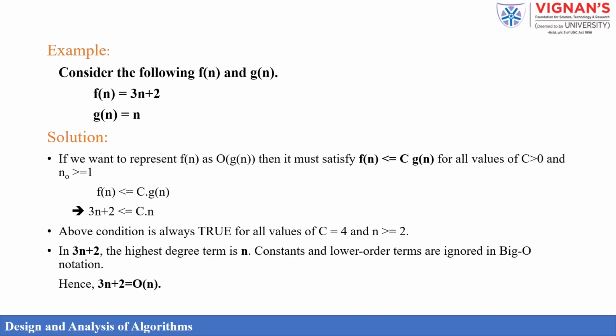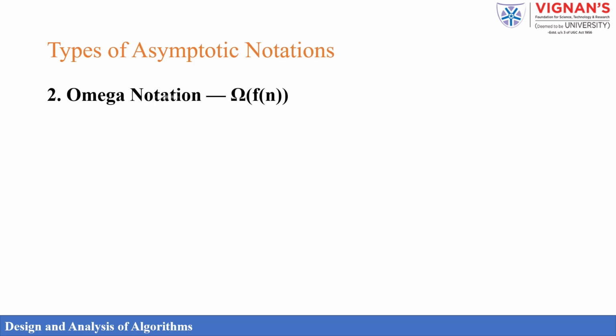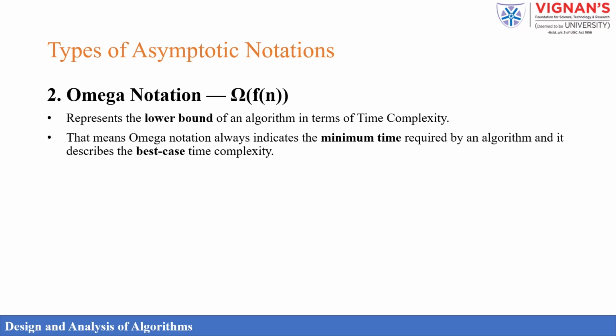Omega notation represents the lower bound of running time. It indicates the minimum time required by an algorithm and denotes the best-case scenario. Omega notation can be defined as follows.